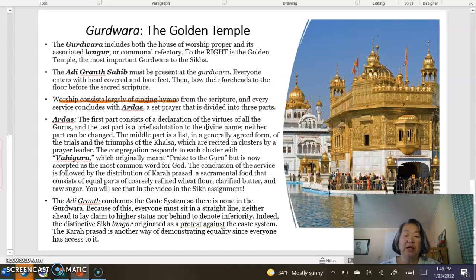And then the Sikh langar, the sharing of the meal at the end, originated as a protest against the caste system where everyone has access to food. Food is a basic necessity. Food is something everyone needs. Food is something that we share. So the Karah Prasad, when we pass it out to everyone, represents that true equality and was originally a kind of a slam against the caste system.